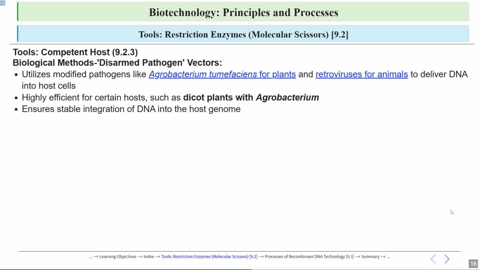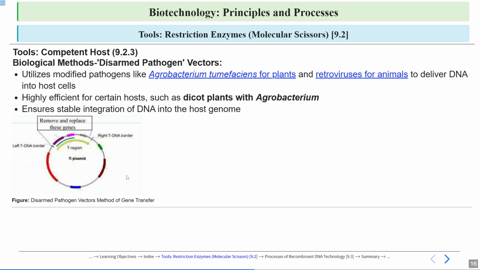Its work is to transfer the TI-DNA into that genome and cause the tumor. So it ensures that there is stable integration of our gene of interest into the host genome, because it is biologically made for that. This has shown how, in the TI plasmid, we remove the part which is responsible for causing the tumor and replace it with our gene of interest, and thus we can disarm this pathogen and use it for gene transfer.